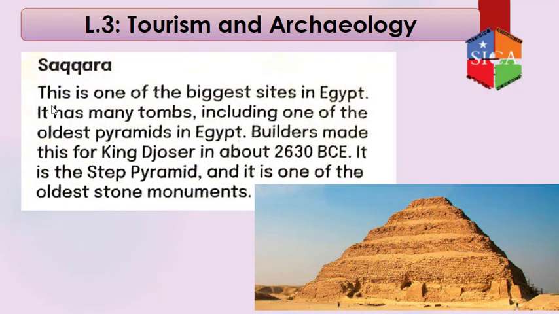Saqqara. This is one of the biggest sites in Egypt. It has many tombs, including one of the oldest pyramids in Egypt. Builders made this for King Djoser about 2613 BCE. It is the step pyramid. Step pyramid means that it is like stairs, it has steps. And it's one of the oldest stone monuments.